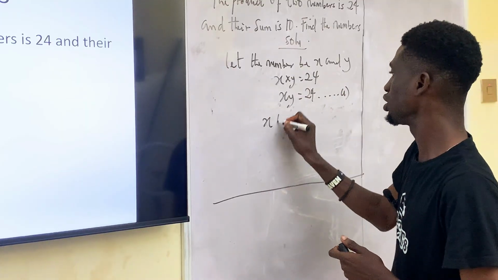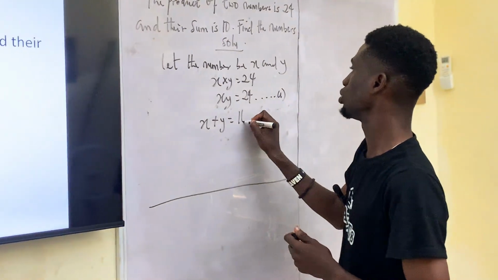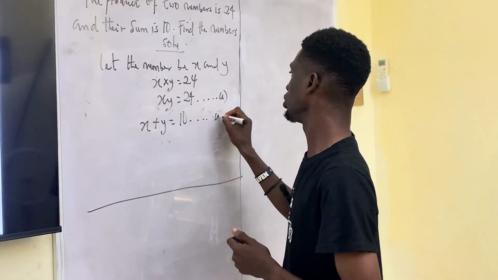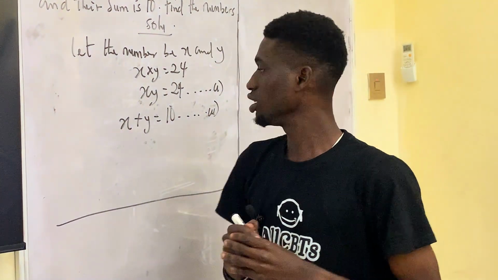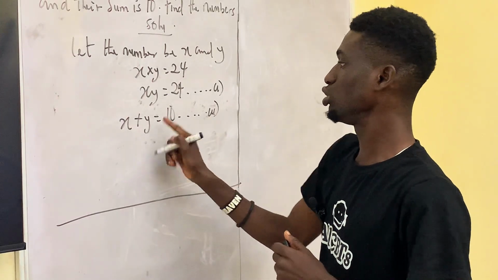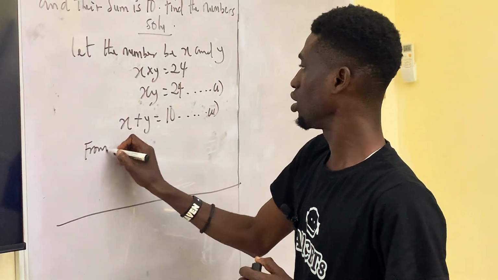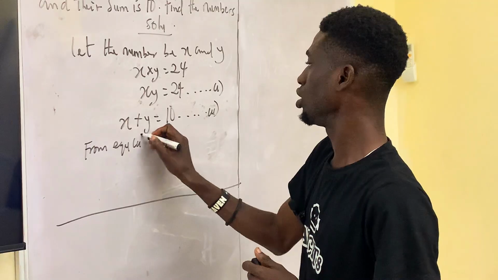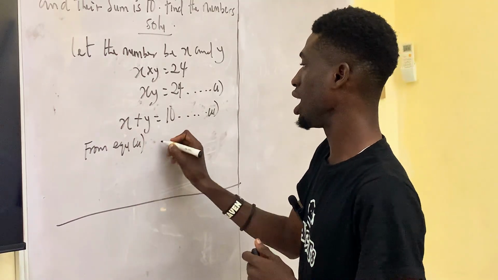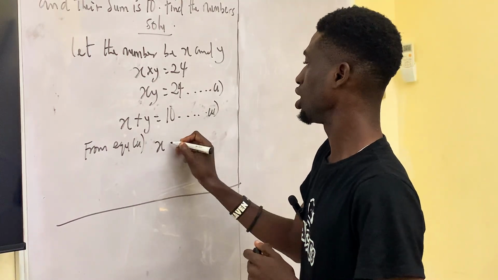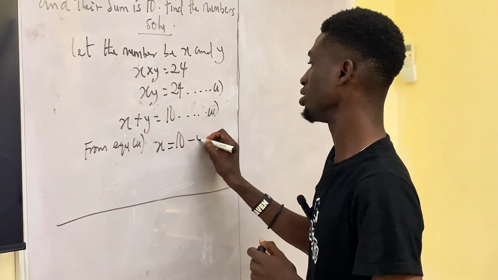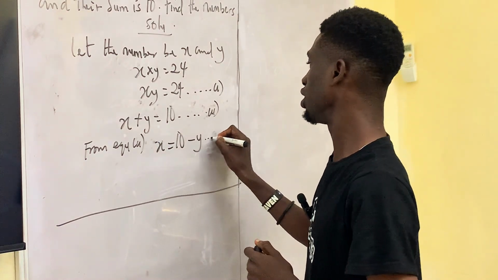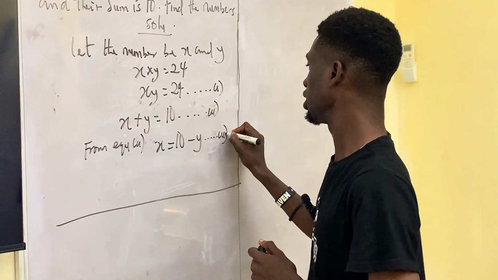So we know that x plus y equals 10, which is equation 2. So we are left to find the numbers. Now, from equation 2, let's make x the subject of the formula. So x equals 10, y will come to this side, you have it as minus y, which will give us our equation 3.